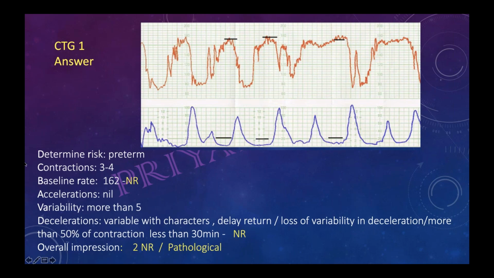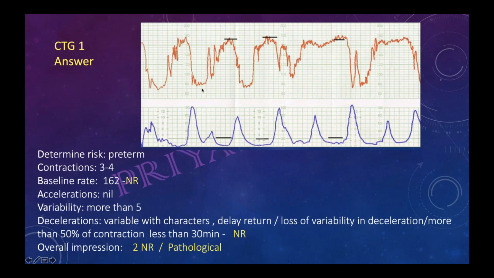So this way we have to do the CTG answer. Please explain baseline. How do we do baseline? This is not a very good trace for explaining baseline; I will do it in another trace again. Ma'am, any of the concerning features, even if one concerning feature is there, we take it as with concerning features. Yes, only one is there. We are concerned, we will take it as a concerning feature.